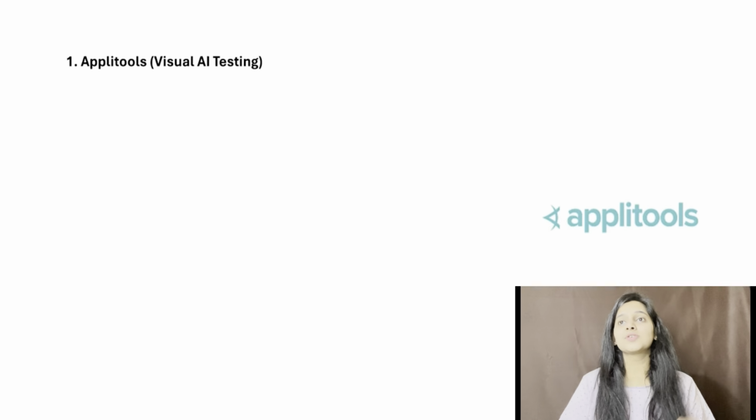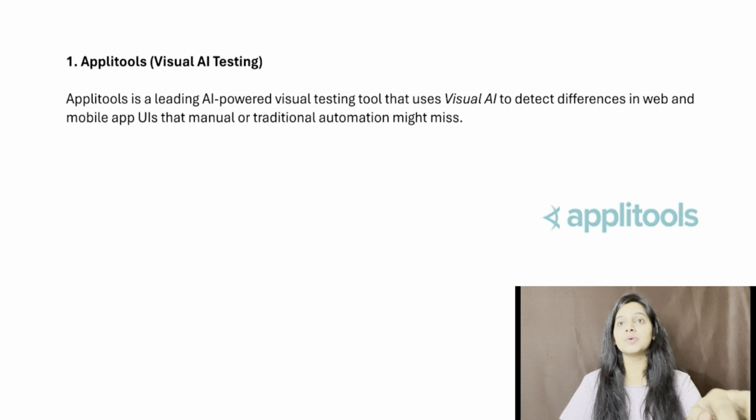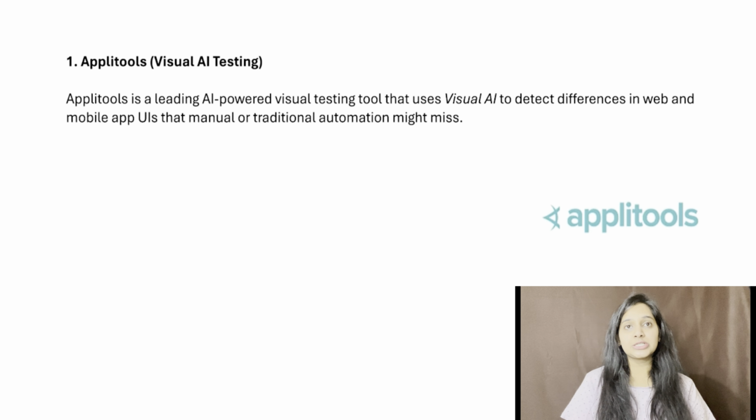Let's begin. The very first tool that we are going to talk about is Applitools, for visual AI testing. Applitools is a leading AI-powered visual testing tool that uses visual AI to detect differences in the UI of web and mobile apps that manual or traditional automation might miss.